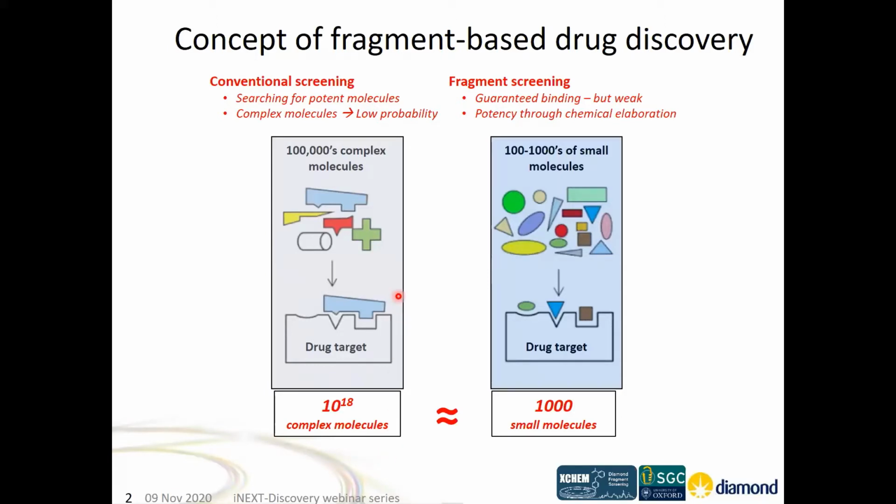And then there is the approach of fragment screening, where you basically deconvolute those big molecules into small fragments. And the probability to find those fragments is much higher, meaning that you do not need to screen as many compounds as for the high throughput screening method. You probably need about 1,000 small molecules, but those fragments will have a weak affinity to your protein of interest, meaning you need to have a very sensitive technique to detect it. And you will achieve potency for those fragments through chemical elaboration of those molecules.